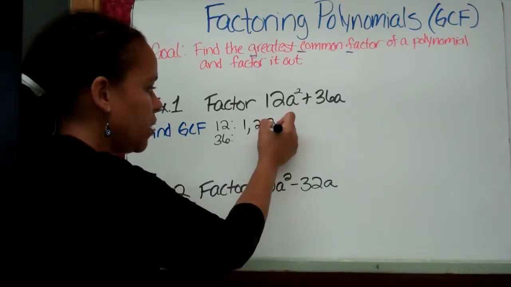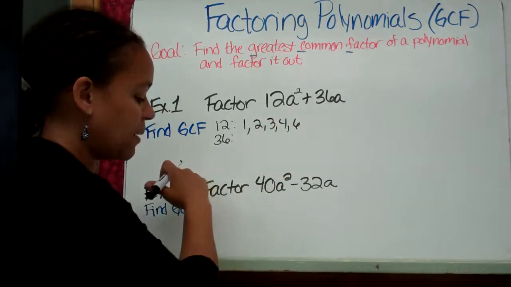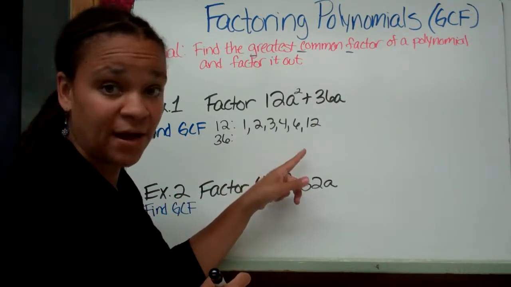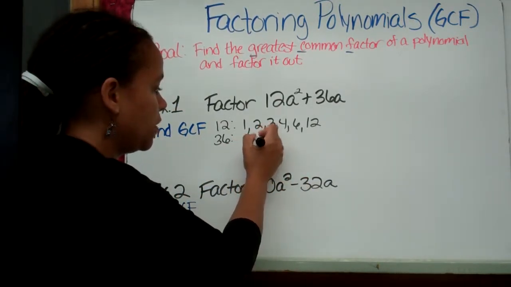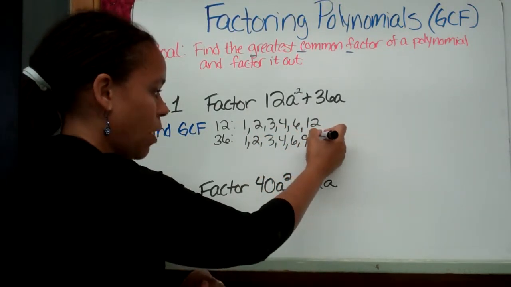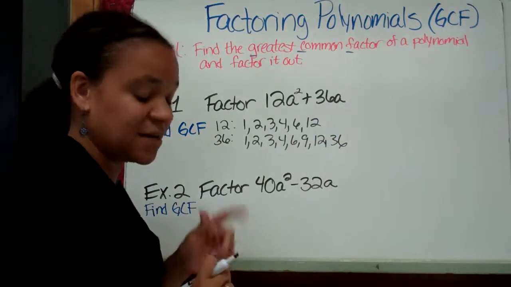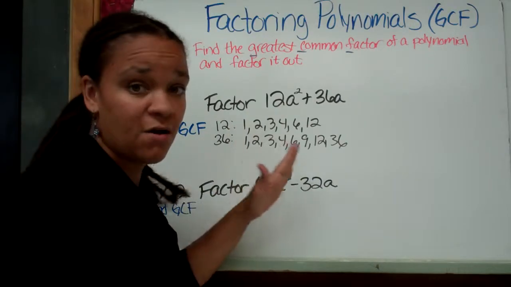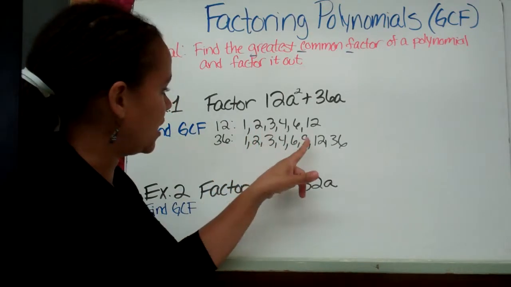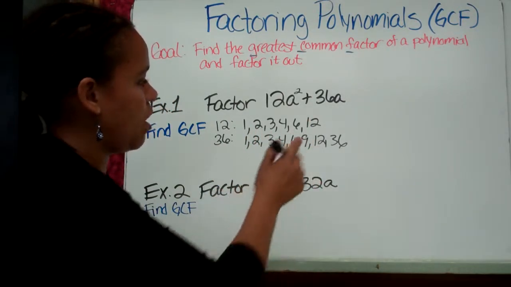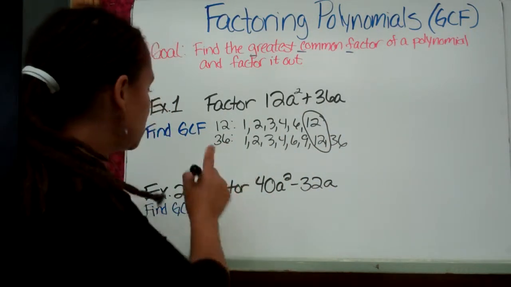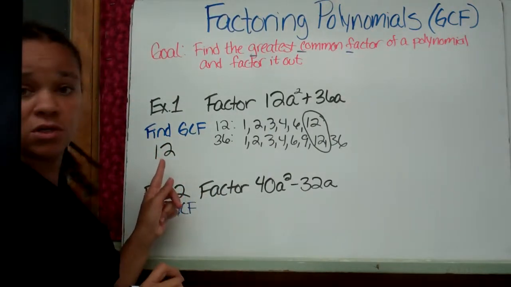1, 2, 3, 4, 6, 12. These are all things that you could multiply to get 12. And if you listed the factors of 36, you'd have 1, 2, 3, 4, 6, 9, 12, 36. Hopefully I didn't miss any. If I did, let me know. Like I said, they have many factors in common, but we want the greatest common factor. The greatest that they have in common would be 12. So 12 is the greatest common factor between 12 and 36. So our GCF, as far as coefficients are concerned, is 12.